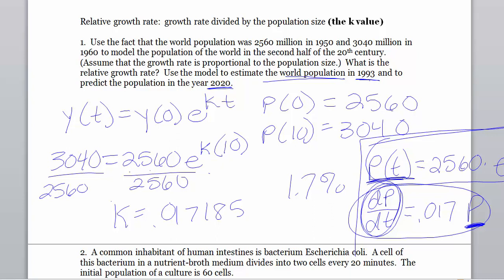So if I called 0 my 1950, then 1993 would be 43 years later. So to figure out 1993, I would plug 43 in. And then for 2020, I would plug 70 in. I think you're following this. This is the hard part, is figuring out these two equations and then understanding which one to use to answer the questions. Okay.